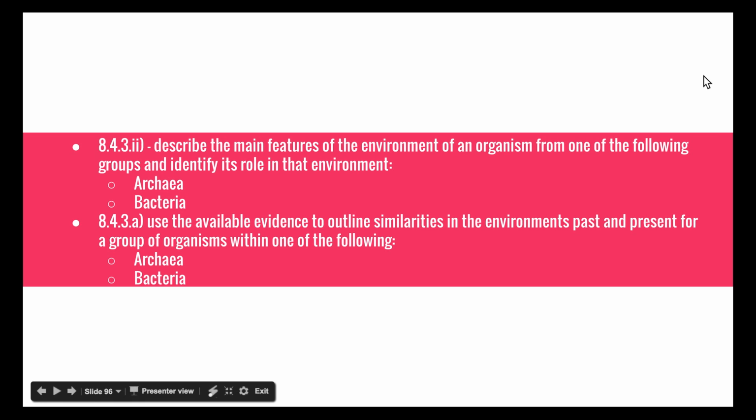This video will be looking at 2 dot points from the Life on Earth syllabus, 8.4.32, which is describe the main features of the environment of an organism from one of the following groups and identify its role in that environment. And 8.4.3a, use the available evidence to outline similarities in the environments past and present for a group of organisms within one of the following.